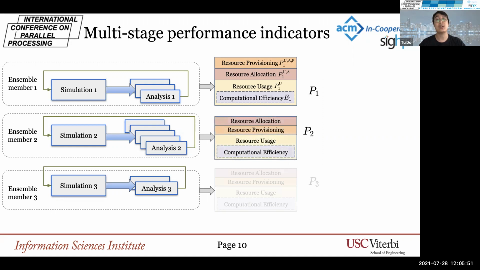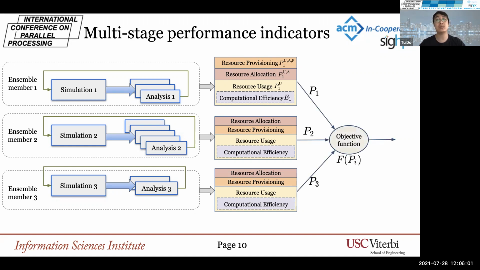So let's say we have performance indicators P1, P2, P3 for the ensemble members in the workflow ensemble. These performance indicators will serve as the inputs for an objective function. This objective function is used to aggregate the values of the performance indicators into one single value. And we would like to maximize the value of the objective function to be able to maximize the performance of the workflow ensemble.